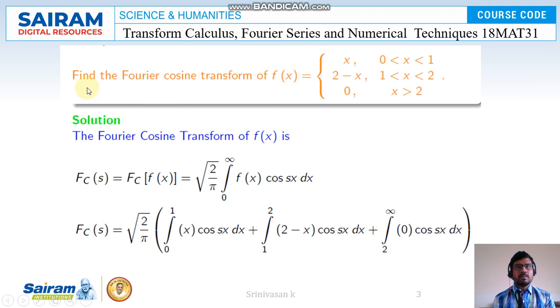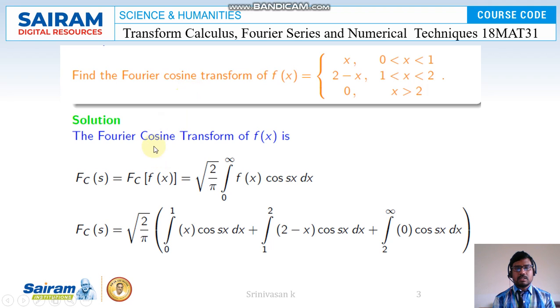The first problem: find the Fourier cosine transform of f(x) equal to x, if the interval is 0 to 1; 2 minus x, if the interval is 1 to 2; and 0, after 2 to infinity. So what is the question? Find the Fourier cosine transform.